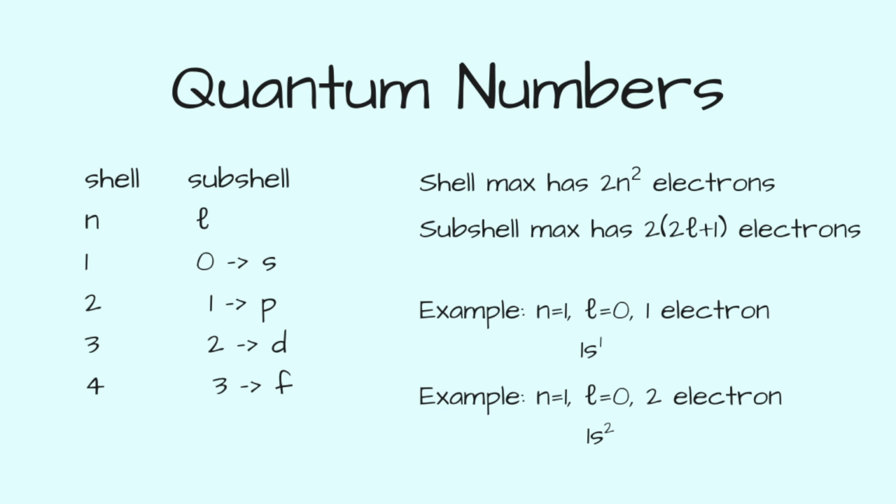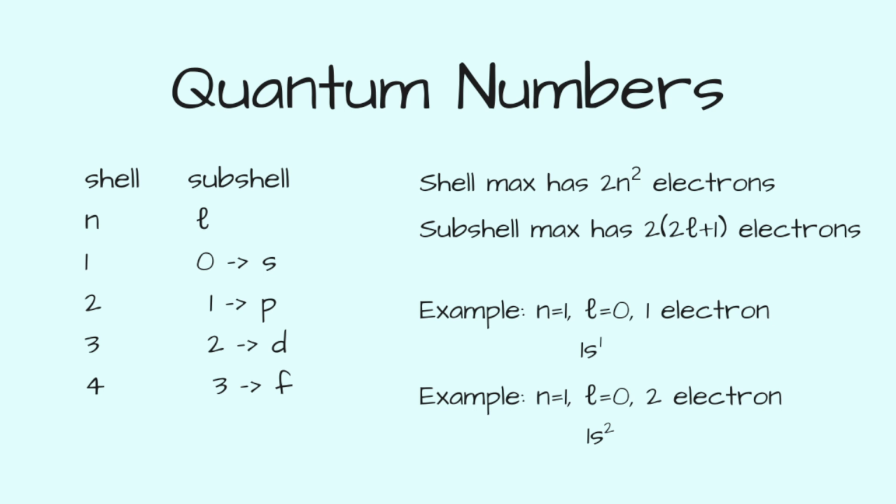For n equals 1, L equals 0, and 1 electron, we have 1s1. For n equals 1, L equals 0, and 2 electrons, we have 1s2.